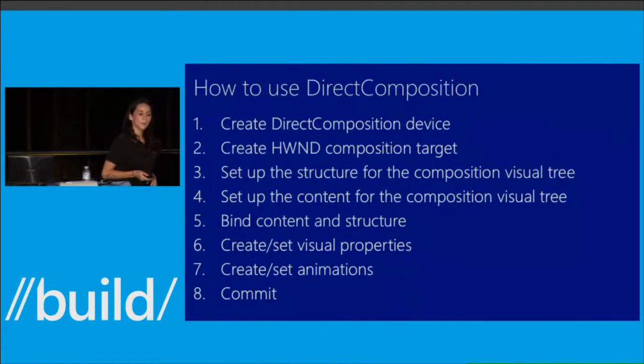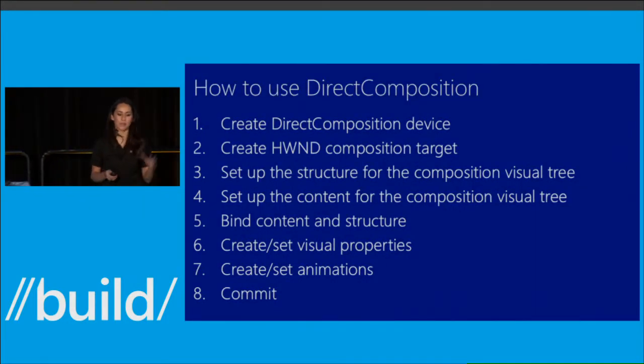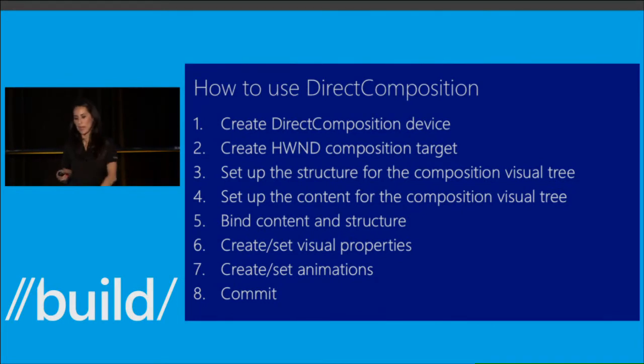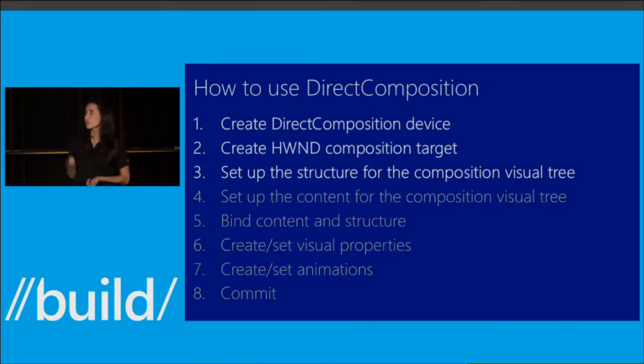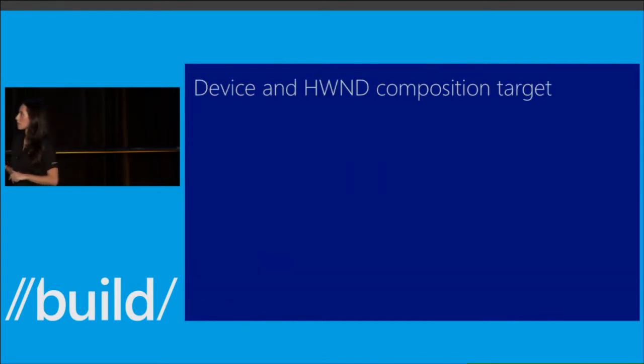Okay, so to create the application, I divided the app into these 8 different steps. As we go through all of the different steps, I'll give you some quick introductions, some definitions for direct composition. Then we'll go into Visual Studio, we'll type some code, we'll run the application, so you know what to expect when you build the application at home. So let's talk about the first 3. Here's where we're going to create our device, create the composition target, and set up our composition visual tree.